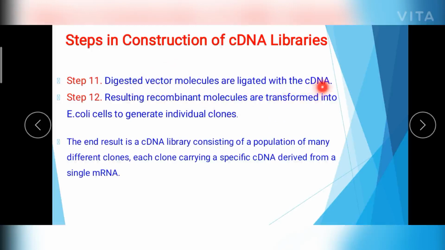When you combine the cDNA with the vector molecule, you will get a recombinant vector, and these recombinant vectors are transformed into E. coli cells to generate the individual clones. These clones, the population of these cells, carry the specific DNA derived from a particular RNA. So the end result is a cDNA library consisting of a population of many different clones, and each clone carries a specific complementary DNA which is derived from a single mRNA.